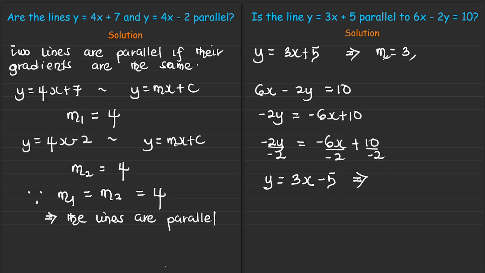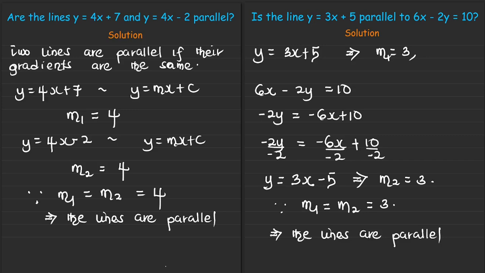So this also implies that if we name the first one M1, then for this, our M2 is also what? 3. You see? So we can say because M1 is equal to M2, which are all equal to 3, it simply implies that the lines are parallel, as simple as you see. So this is the first application of the idea of parallelism.